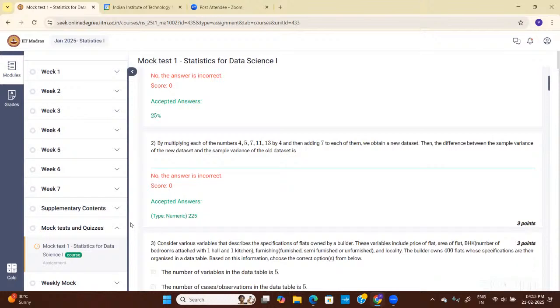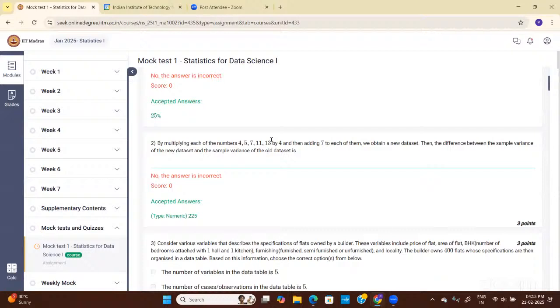Yeah. So in the second question, we have the numbers 4, 5, 7, 11, 13. By multiplying each of them by 4 and then adding 7 to each of them, we obtain a new data set. We have to find the difference between the sample variance of the new data set and the sample variance of the old data set. If you have solved it, tell me the value of the sample variance for the old data set. Anyone who solved this question?